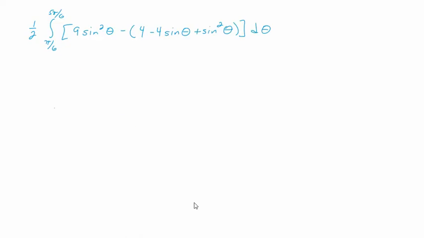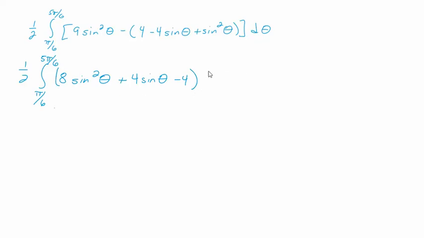I just copied that to a new slide. So we have 1/2 integral from pi over 6 to 5 pi over 6. Let's see what we've got here. Looks like we can distribute this negative and combine these sine squareds together. So we have 9 sine squared minus sine squared. That's going to give me 8 sine squared, and then plus 4 sine theta minus 4.